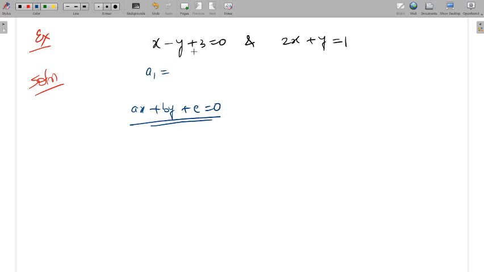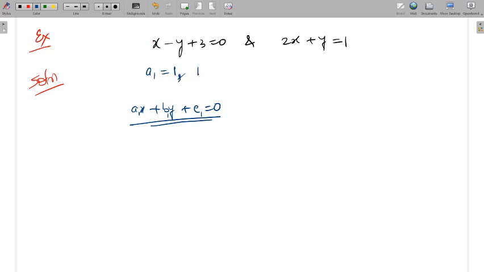No? If this line x minus y plus 3 is in this form, ax plus by plus c is equal to 0. So if you compare these two lines, so a1 is what? A1 is 1. So like this one is say a1, b1 and c1. If you compare, so a1 is what? Here it is a1 is 1.